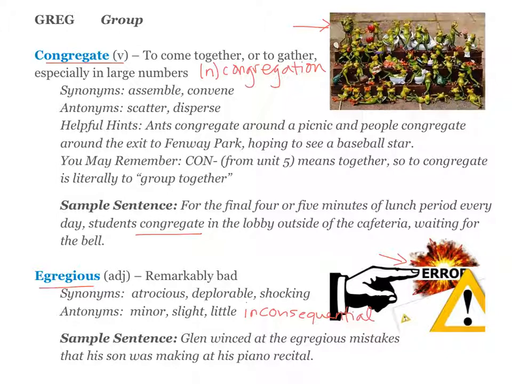The sample sentence also talks about egregious mistakes. So Glenn winced at the egregious mistakes that his son was making at the piano recital, so terrible mistakes. But you could also be an egregious liar, for example, if you lie so much that it is remarkably bad.